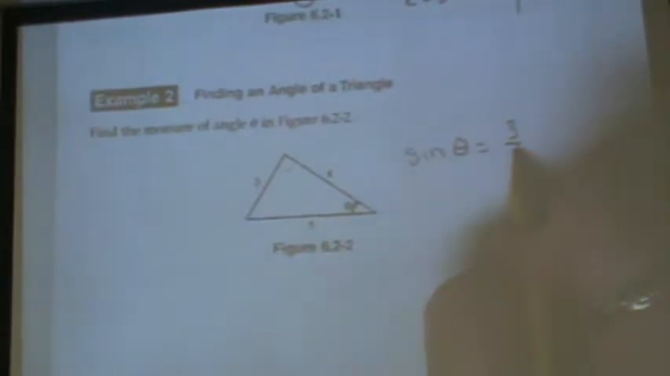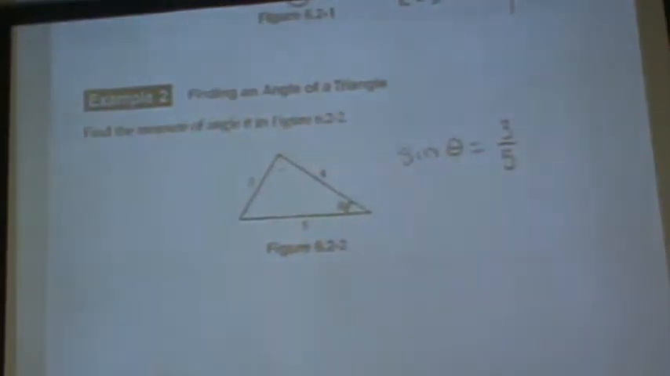If we have sine of theta, then we would have 3 over 5. We could also do cosine of theta, which would be 4 over 5. Or you could do tangent of theta, which would be 3 over 4. All of these will give you the same answer.